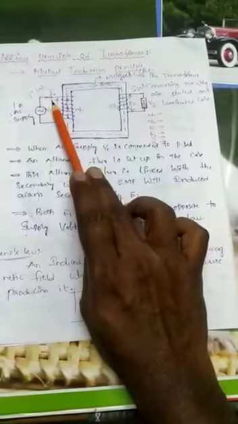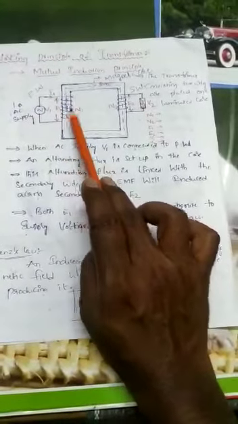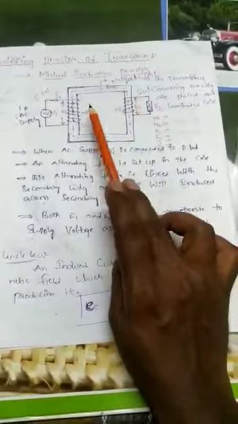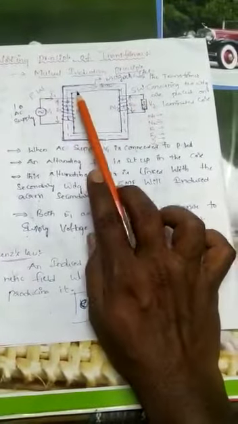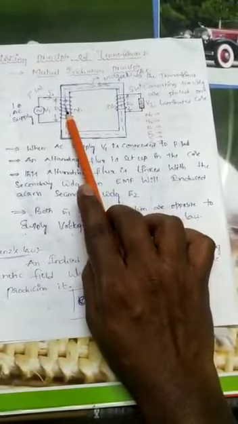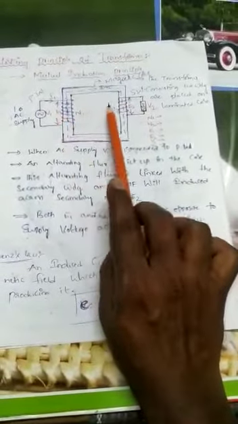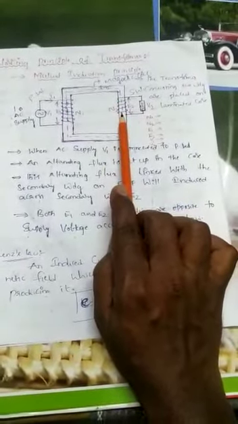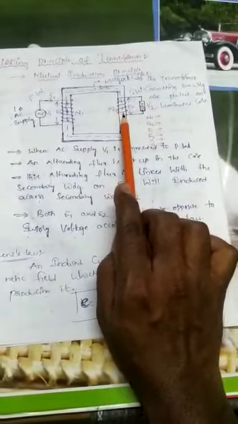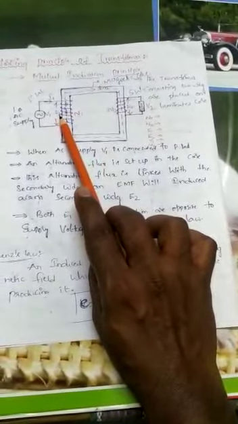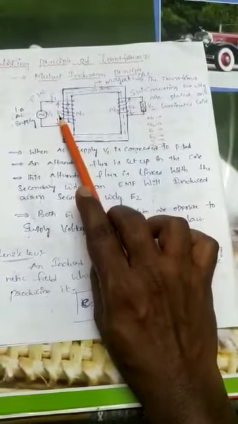Whenever the primary winding carries a current, an alternating flux is set up in the core. The transformer magnetic core provides the path for the flux, and the flux flows like this. An EMF will be induced in the primary winding, equal to E1. This induced EMF is called a self-induced EMF.